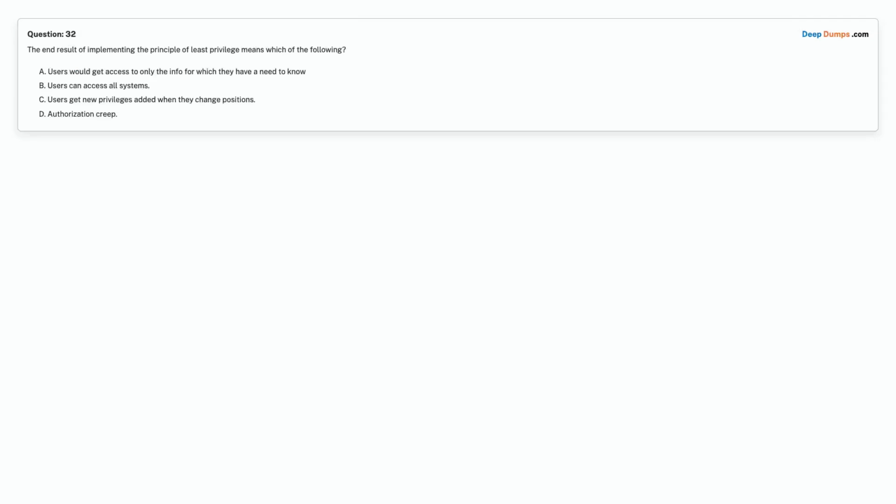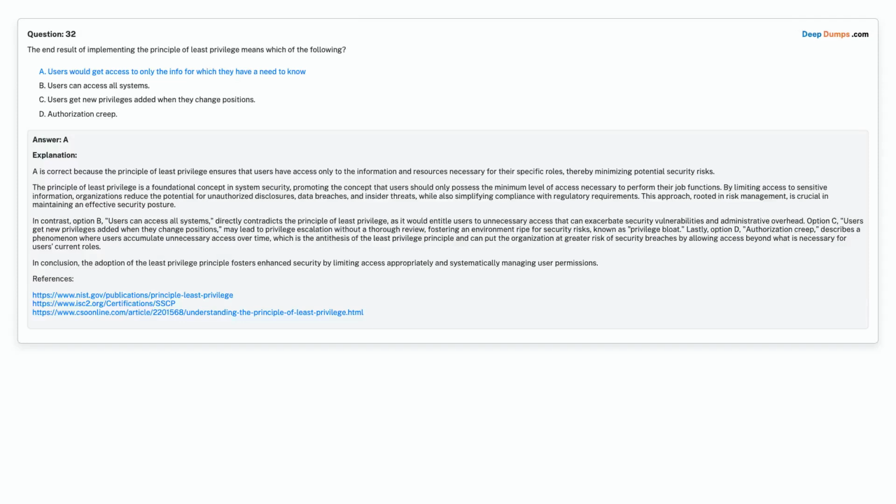Question 32. The end result of implementing the principle of least privilege means which of the following? Option A, users would get access to only the info for which they have a need to know. Option B, users can access all systems. Option C, users get new privileges added when they change positions. Option D, authorization creep. Choose the correct answer. Correct answer is option A, users would get access to only the info for which they have a need to know.